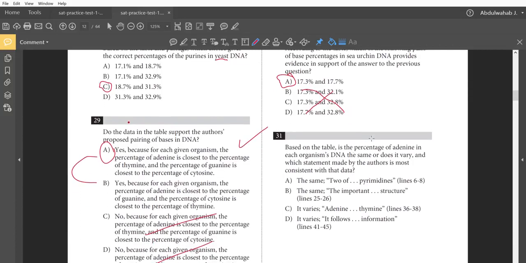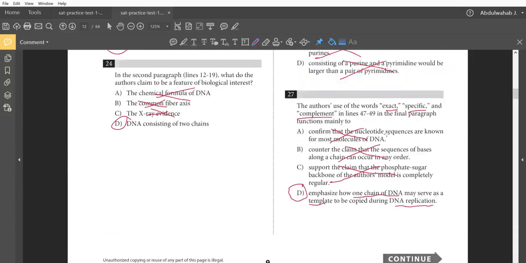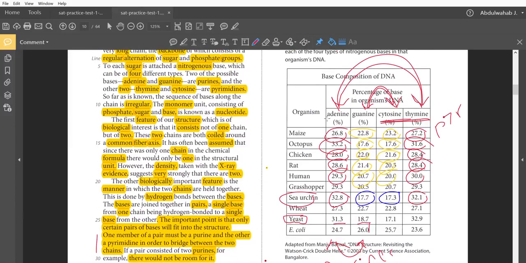Now, based on the table, is the percentage of adenine in each organism's DNA the same, or does it vary? And which statement made by the author is most consistent with the data? Of course, we could see that the percentage of adenine is actually changing in each and every organism. The lowest percentage of adenine is 24.7 in E. coli, and the highest amount is probably in the octopus, which is 33.2. So basically, the percentages are changing.